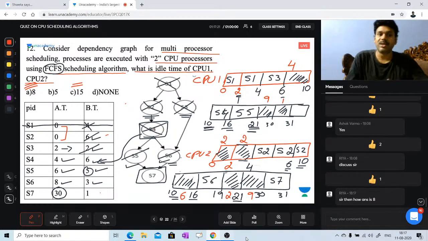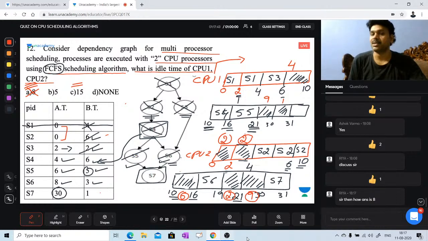So this is not answer 8. This is not answer 8 because I am asking about CPU1 and CPU2. So your answer is that both have different idle times, CPU1 idle time as well as CPU2 idle time. So CPU2 idle time: here 2 units and here 2 units, then here 6 units, then here 2 units and here 9 units. So your answer is none of the above. It is a fill in the blank question once upon a time in the GATE examination.